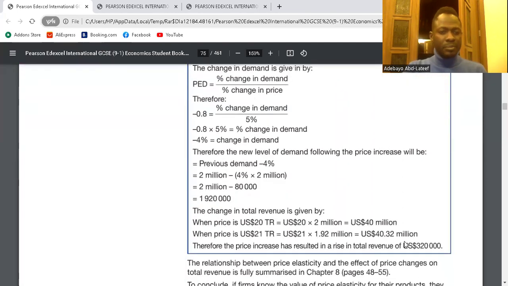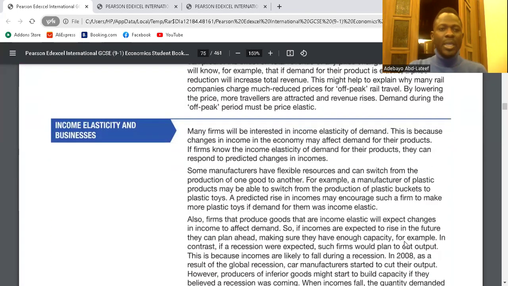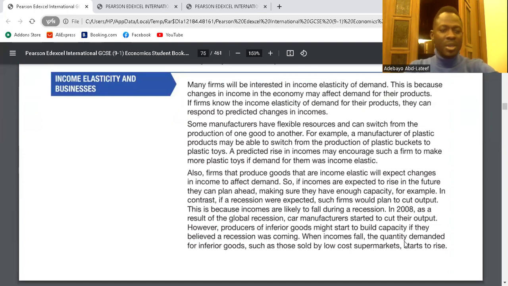Then we go to income elasticity and businesses. Are you there? Yes. Many firms would be interested in income elasticity of demand. This is because changes in income in the economy may affect demand for their products. If firms know the income elasticity of demand for their products, they can respond to predicted changes in income.